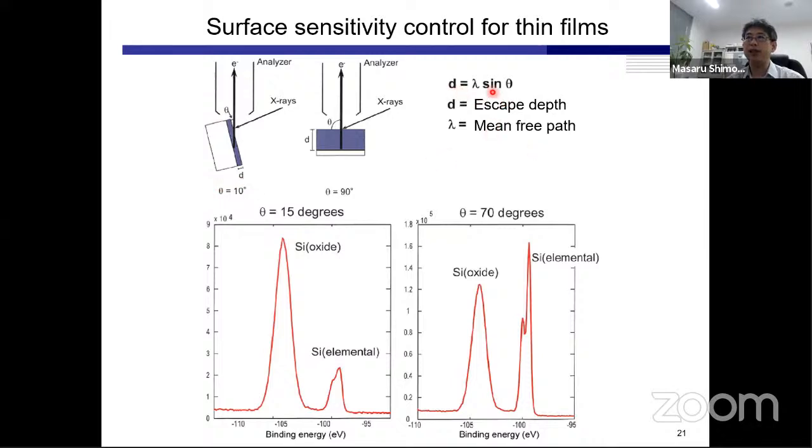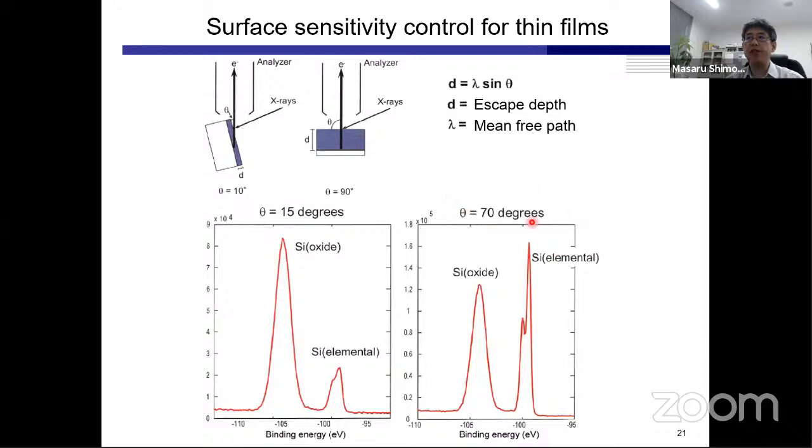And this is a simple equation. The escape depth is equal to lambda, the mean free path, times sine theta. Theta is the angle of detection. So by using theta equal to 15 degrees, with silicon and silicon oxide films, where the silicon oxide film is located on silicon, in this case it's very surface sensitive.